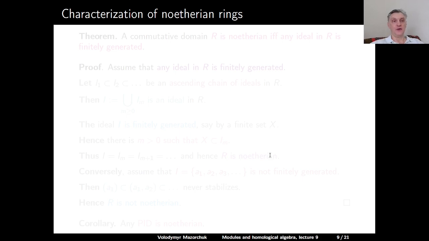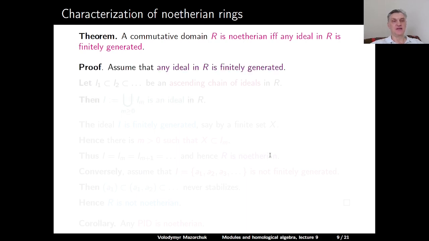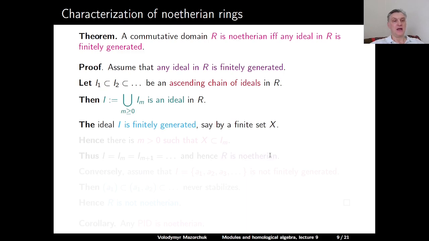We can give the following characterization of noetherian rings. A commutative domain R is noetherian if and only if any ideal in R is finitely generated. Proof: assume that any ideal in R is finitely generated. Let I1 included into I2 included and so on be an ascending chain of ideals in R. Then the union of all these ideals is of course an ideal in R, and it is finitely generated by our assumption. So let X be a finite set which generates I.